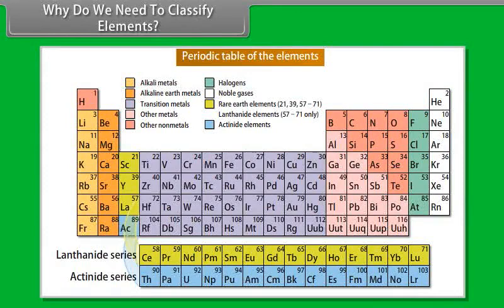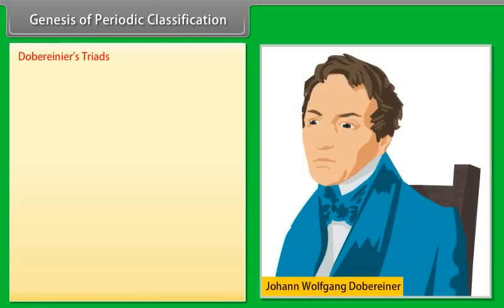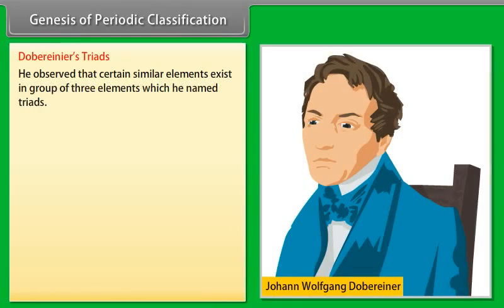Thus, periodic table may be defined as the table giving the arrangement of all the known elements according to their properties so that similar elements fall within the same vertical column and dissimilar elements are separated. Genesis of periodic classification. Daubigny's triads. He observed that certain similar elements exist in group of 3 elements, which he named triads.